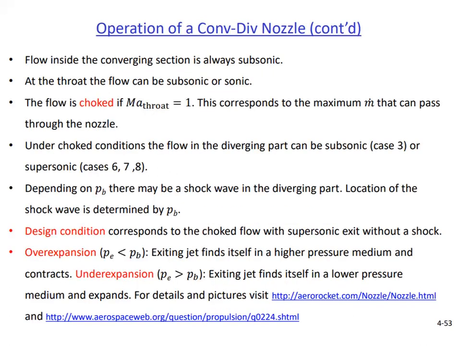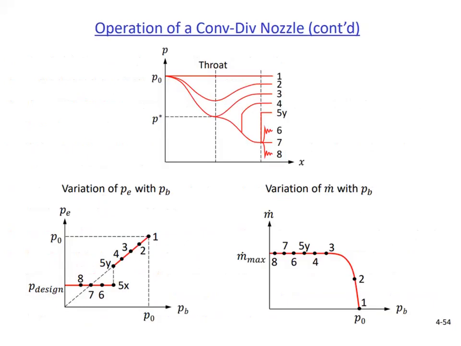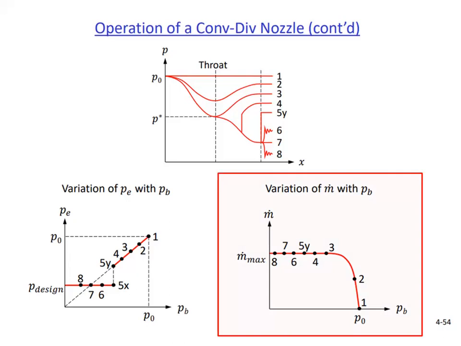The next slide summarizes the different operating conditions of a converging diverging duct. We already discussed all these details. Here we have another summary with the help of two new plots. Mass flow rate versus back pressure plot is easier to follow. Between the no-flow case and case 3, mass flow rate increases by lowering the back pressure. But then, back pressure has no effect on the mass flow rate.